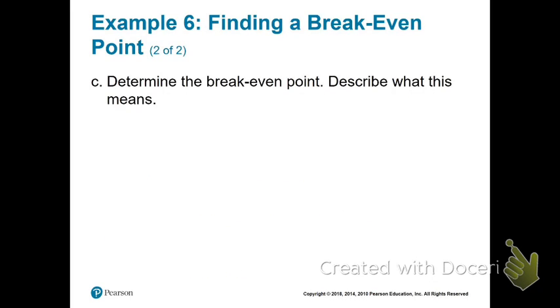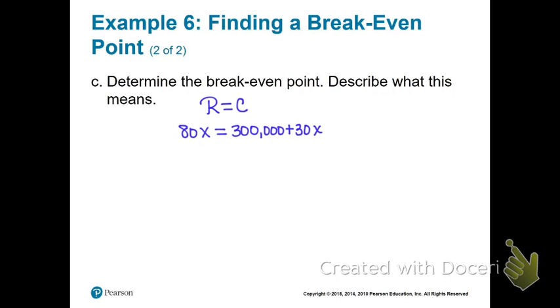All right, C says determine the break-even point. And then we're going to describe what this means. So what is a break-even point? It breaks even where your revenue is equal to your cost. All right, so our cost equals revenue. It doesn't matter which. So what's my revenue? What was my cost? Good, 300,000 plus 30x.